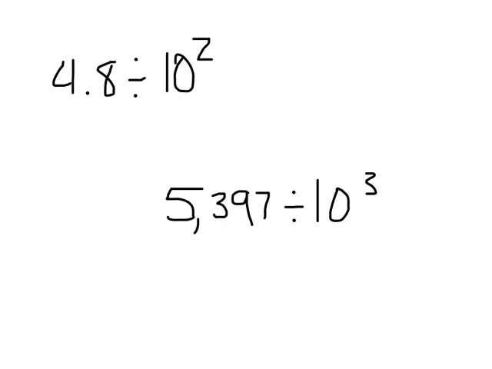Now you try a couple. What's 4 8/10 divided by 10 to the second power? Well, I would need to move the decimal once, twice to the left, so I would get 48 thousandths.